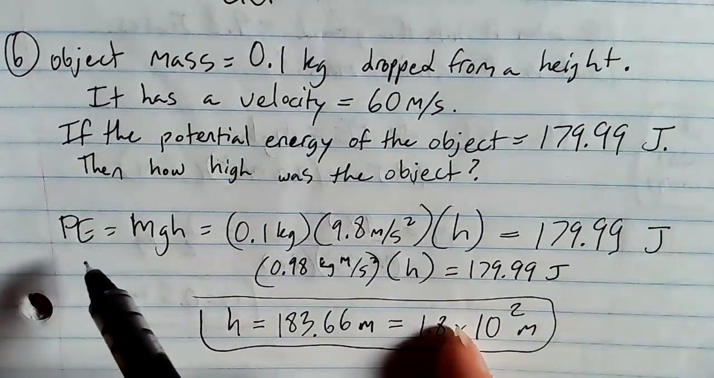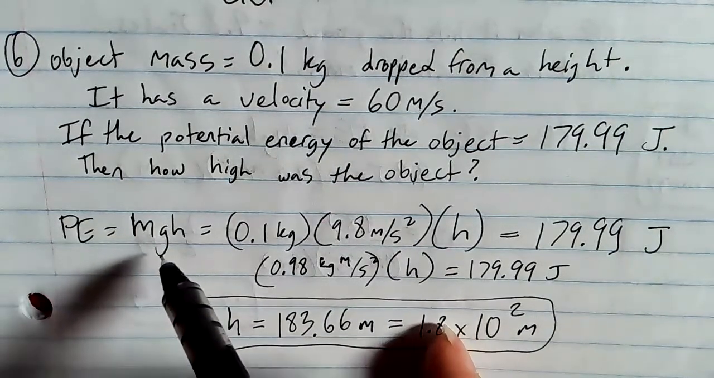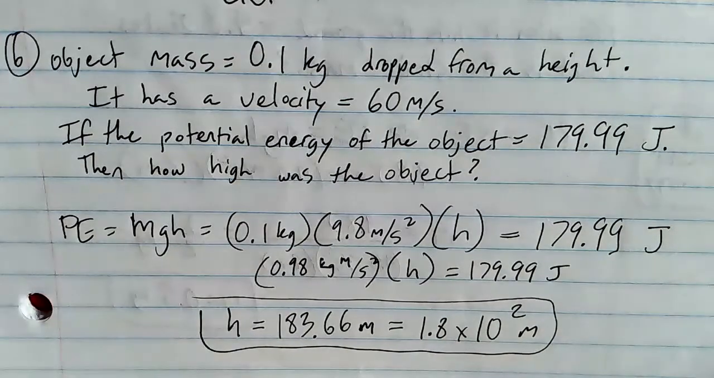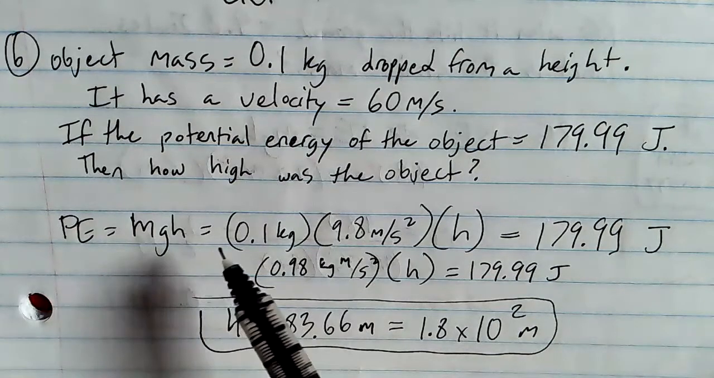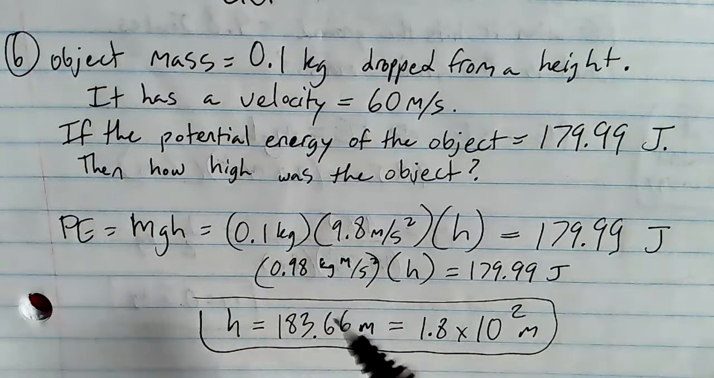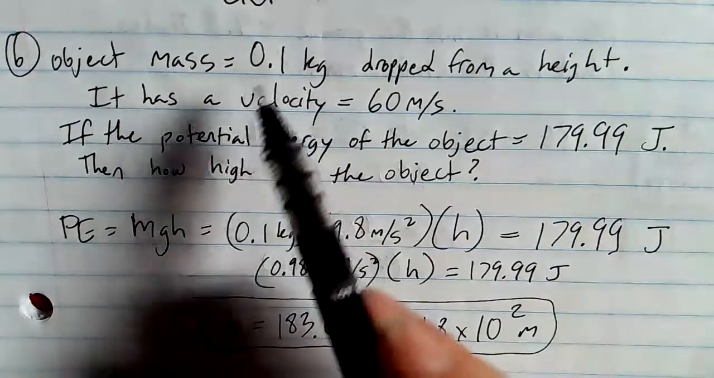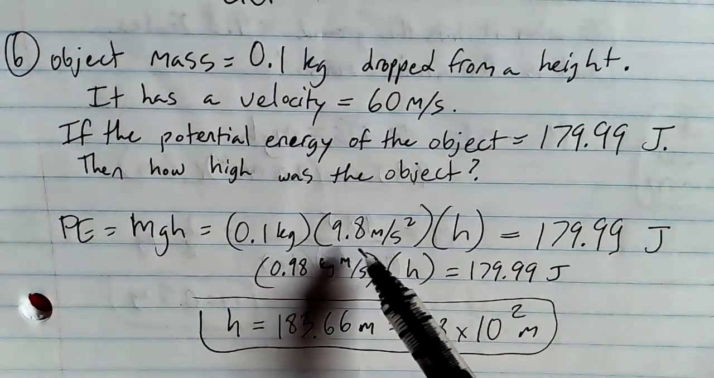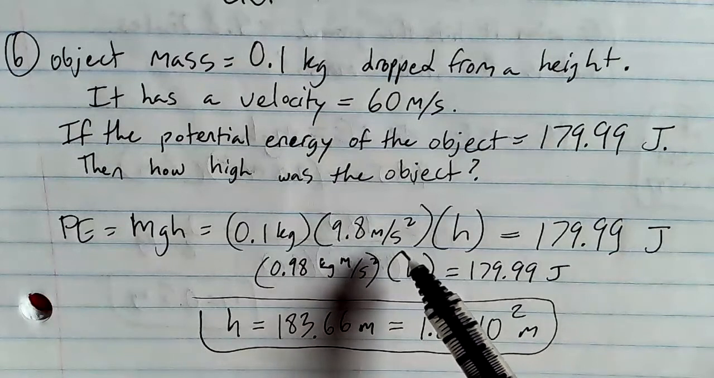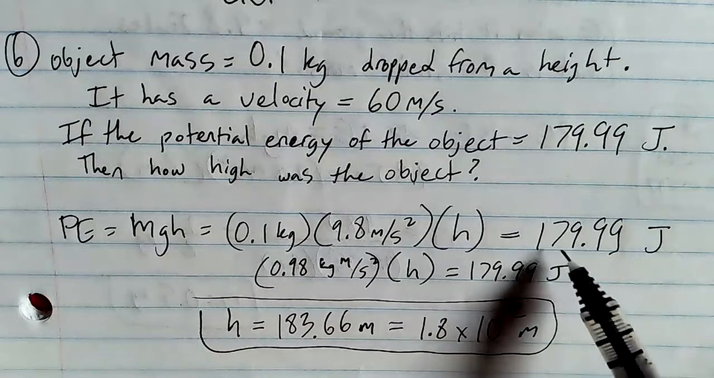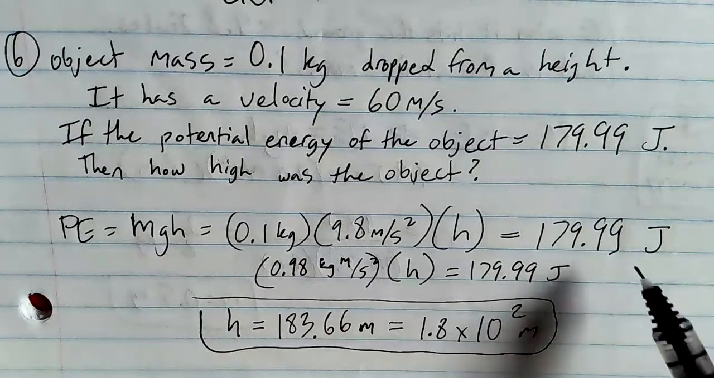So potential energy is equal to the mass times the acceleration due to gravity times the height. And if we plug everything we know in and we solve for h, that will tell us how high it was. So we know the mass is 0.1 kilograms. The acceleration due to gravity is 9.8 meters per second squared. And we don't know h, but we know the potential energy was equal to 179.99 joules.